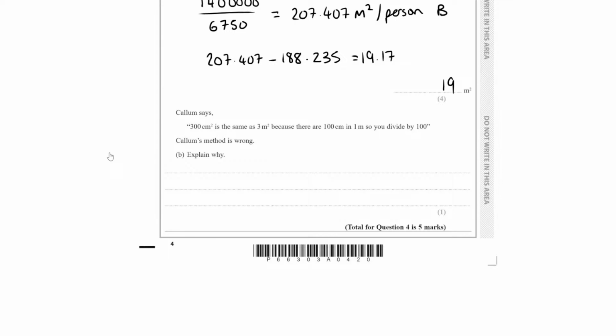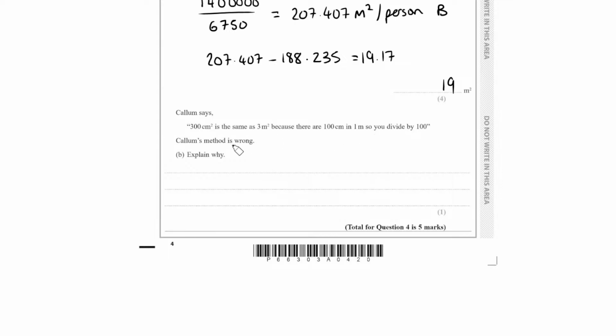are 100 centimeters in 1 meter. So you just divide by 100. Callum's method is wrong. We need to explain why. So this is completely separate to part A. This is a different question. When they say what's wrong, you can almost just correct them, say what it should be. Sometimes I find that's easier to say what is correct rather than explain why something's wrong.